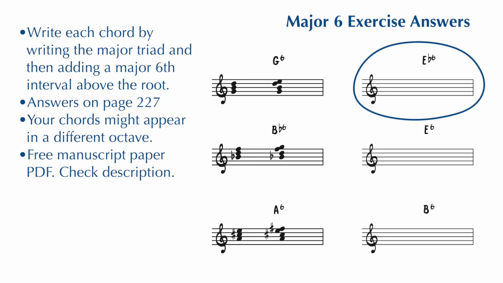Number 4, E flat 6. First construct an E flat major triad. That's going to be E flat, G, and B flat. Next, we add a major 6th above the root of that triad.